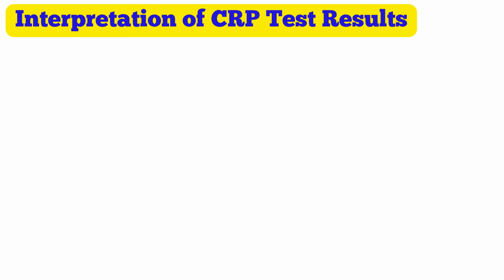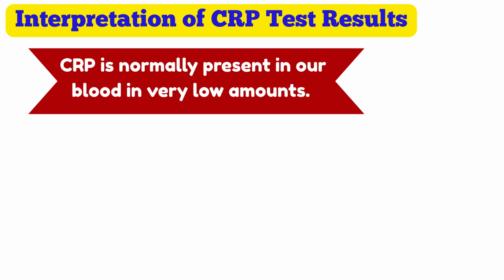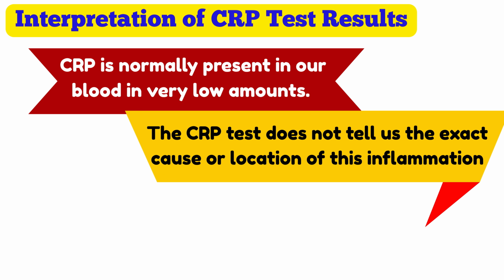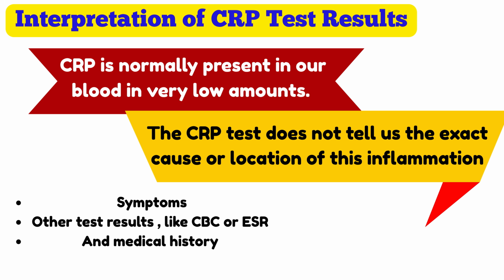Let's now talk about the most important part, interpreting the CRP test results. First, we should remember this C-reactive protein is normally present in our body in a very low amount. A higher level than normal usually indicates that there is some inflammation going on in the body. But here's one thing to remember, this CRP test does not tell us the exact cause or location of this inflammation. That means this CRP level alone is not enough to diagnose a disease. To find out the exact cause, your doctor will also look at the symptoms, other test results like CBC or ESR, and other medical history.